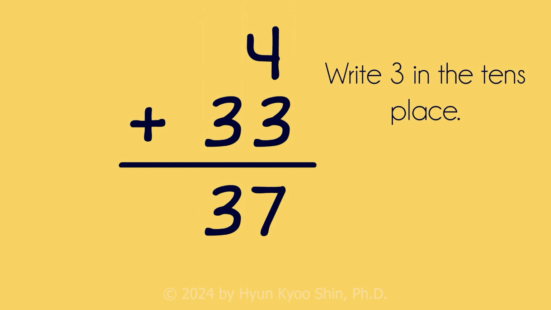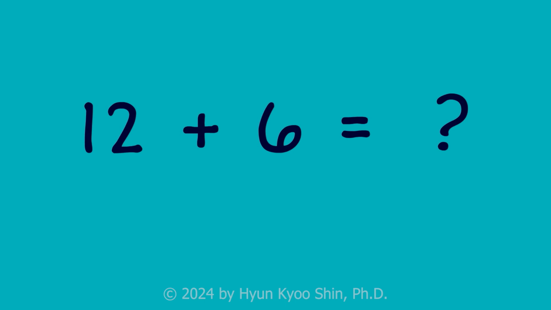12 plus 6 is equal to. 12 is a two-digit number. 6 is a one-digit number.